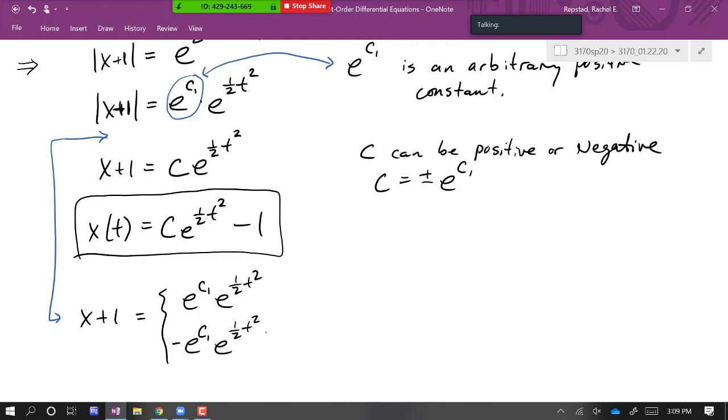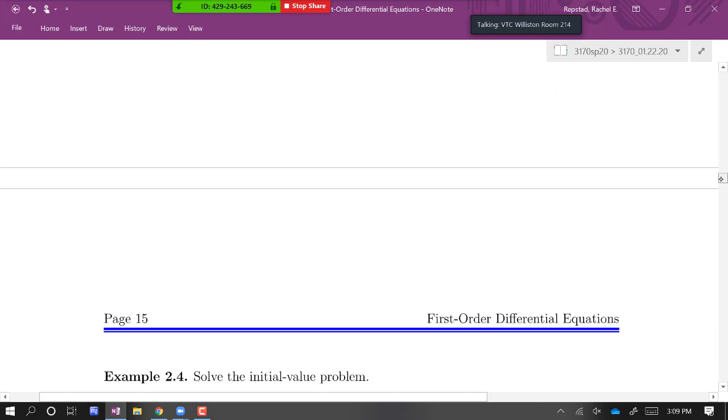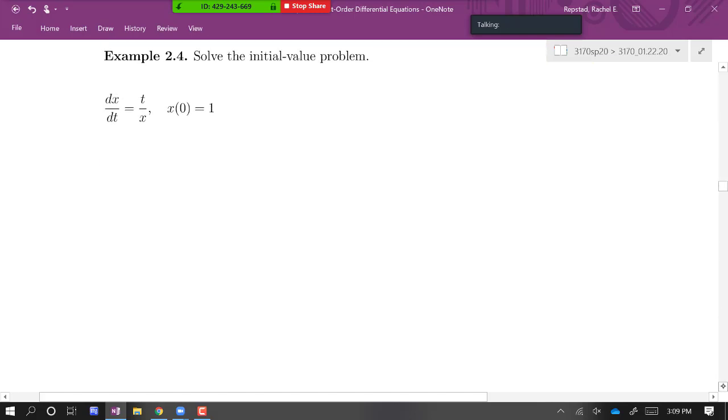Okay. Let's try another. So here's an initial value problem. We're going to get the general solution and then use that initial value to find the particular. But first, we just start with our focus on this differential equation. What do we do first?